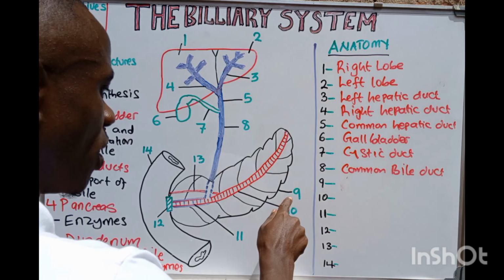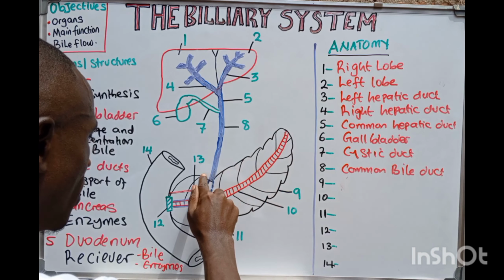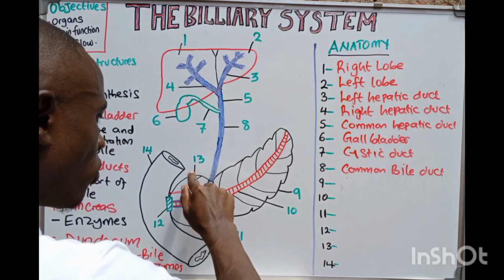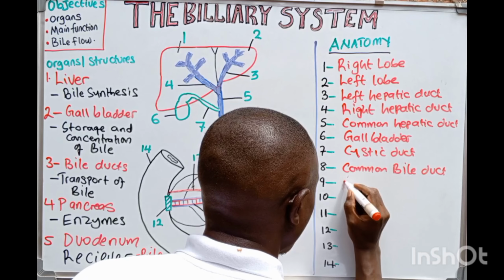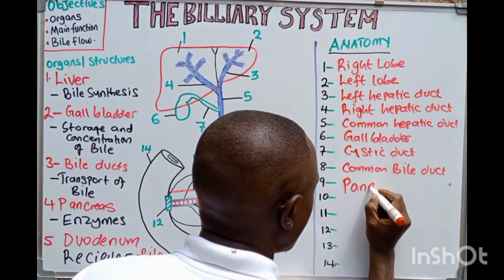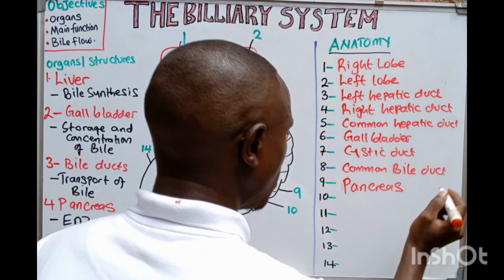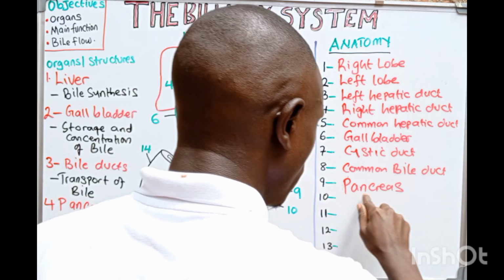Then when we come to number 9, the whole of this leaf-like structure, super very important for the production of enzymes. You know how the whole of this structure is called? This structure here is what we call the pancreas.